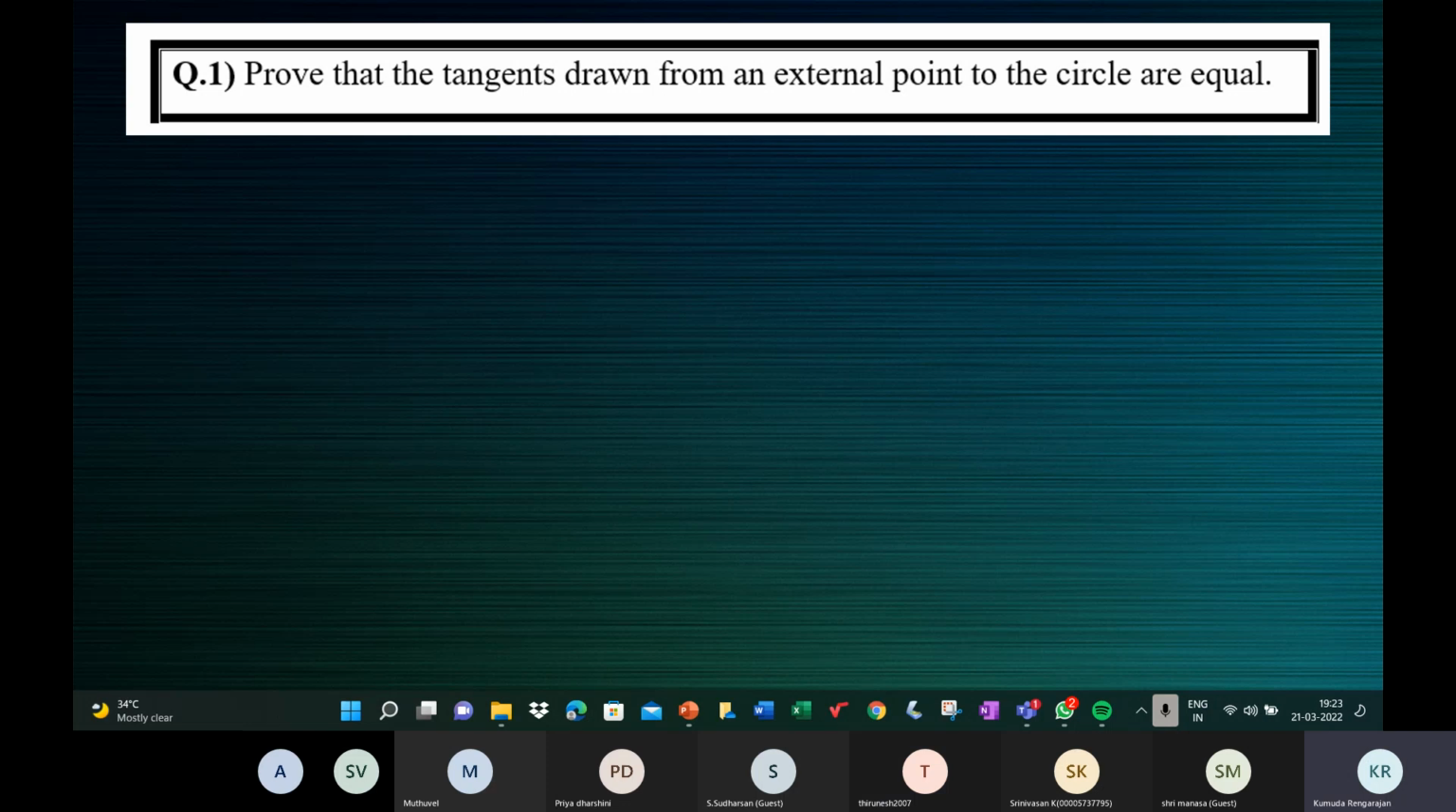So today we're going to take up a test on circles. And you can see the first question on your screen. Prove that the tangents drawn from an external point to the circle are equal.